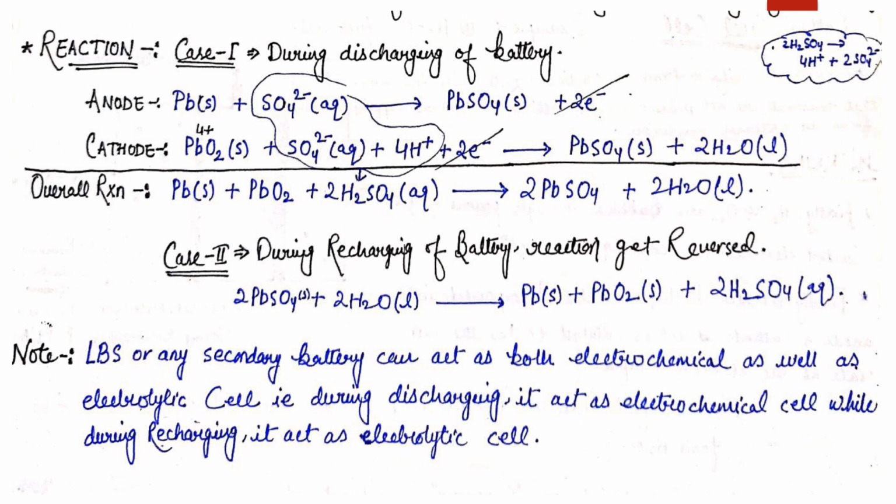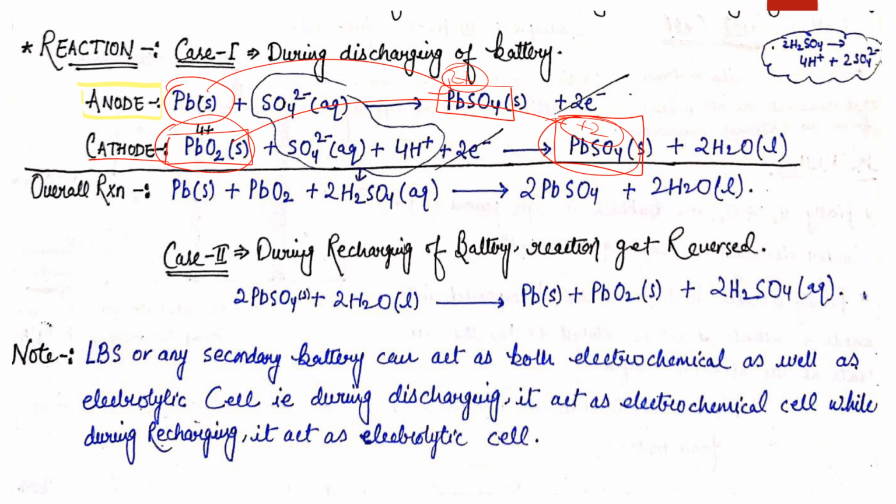Now let us discuss the reactions occurring at the anode and cathode of the lead storage battery. The lead storage battery is composed of an anode where Pb acts as the anode. Pb undergoes oxidation to form PbSO4 with the oxidation number +2, while at the cathode PbO2 having the oxidation number +4 undergoes reduction to form PbSO4 with the oxidation number +2. It means at the anode lead undergoes oxidation to form PbSO4, while at the cathode PbO2 undergoes reduction to form PbSO4. It means both anode and cathode products will be PbSO4.